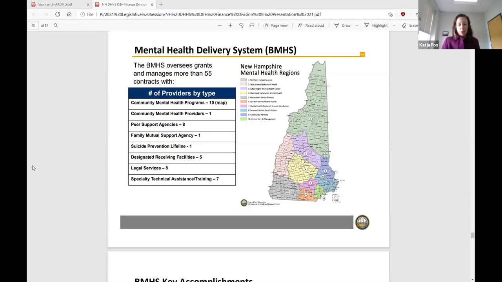We have the Suicide Prevention Line, and I know this was raised, I believe, by Representative Norgren on Monday, about the funding that went to Headrest. That was the first time, in the last biennium, that state funds went to the suicide prevention line. We have $200,000 that we contract with Headrest to provide that service. We have the designated receiving facilities that we talked about, the legal services that we just talked about, and some technical assistance training provided to all of our providers, and in some cases to the community.